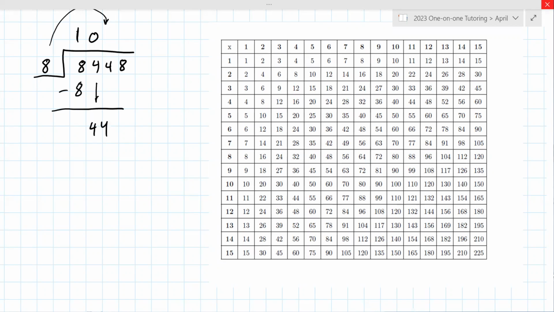How many times does 8 go into 44? Zoe? Actually, I'm done. Okay, what's your final answer? It's, wait, the 10 and then the 56. Yes, that's perfect. All right.